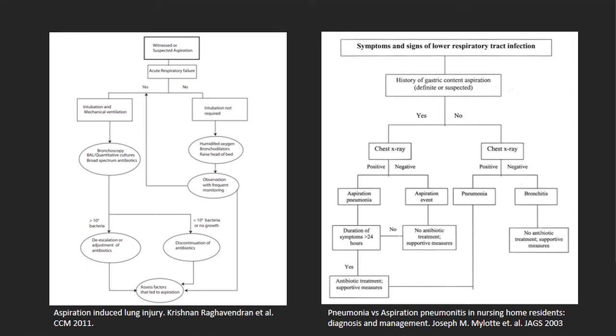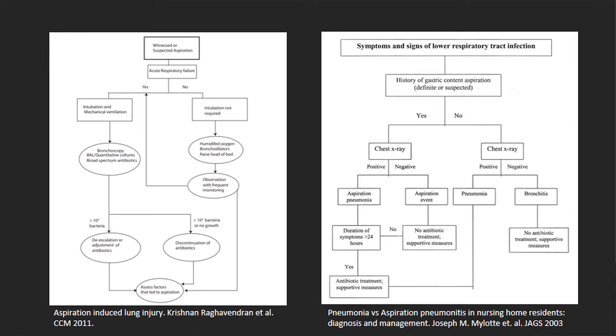If there was no history of aspiration with a chest X-ray infiltrate that was positive, then presumably this is pneumonia and has been developing over a course of time without aspiration event, and you give antibiotics. And if it's negative, no X-ray infiltrate, maybe it's bronchitis and maybe something else.